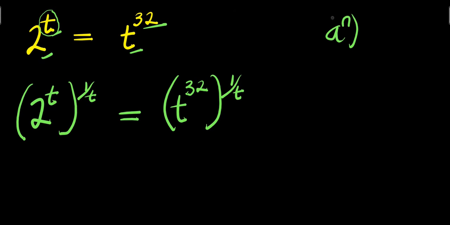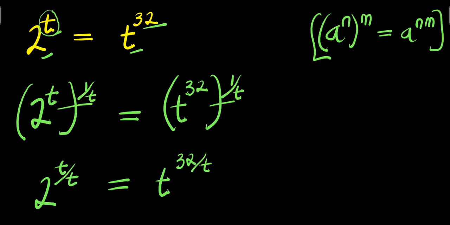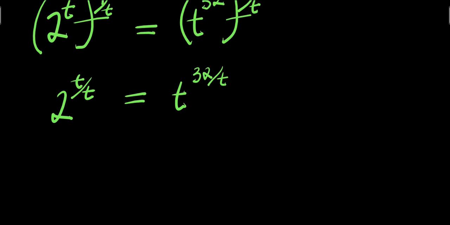A power n raised to the power of m equals a power n times m. We multiply this and this. We have 2 power t over t equals t power 32 times 1 over t, which is 32 divided by t. Let's cancel this, so we have 2 equals t power 32 divided by t.